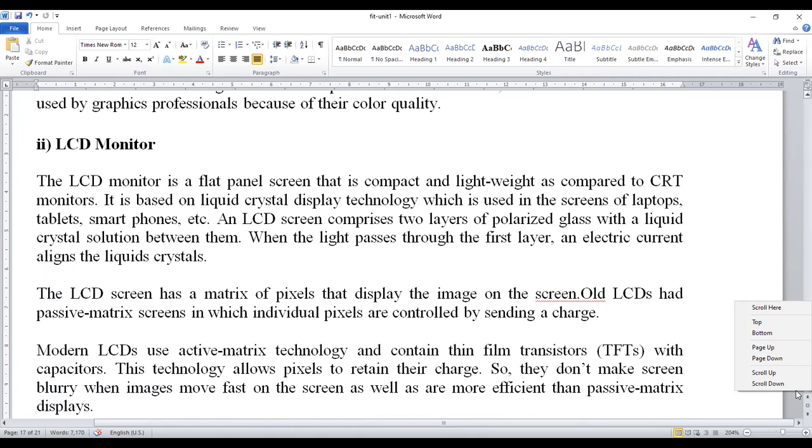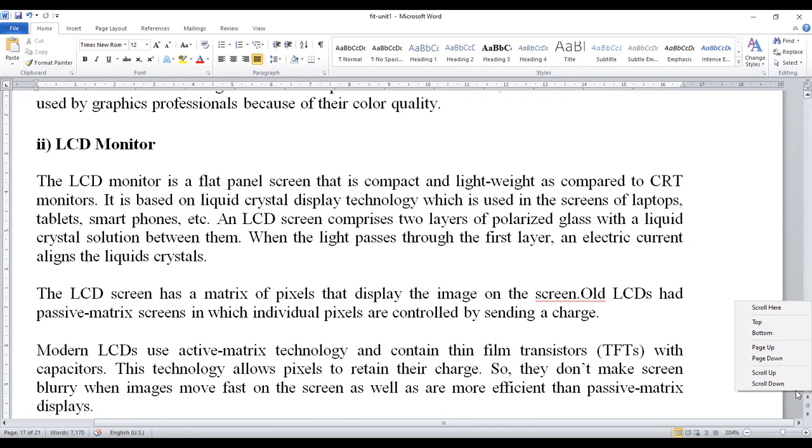Next is the LCD monitor. The LCD monitor is a flat panel screen that is compact and lightweight as compared to CRT monitors. It is based on liquid crystal display technology, which is used in the screens of laptops, tablets, smartphones, etc. An LCD screen comprises two layers of polarized glass with a liquid crystal solution between them.